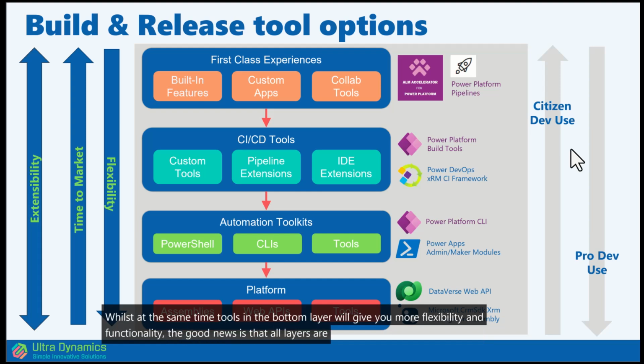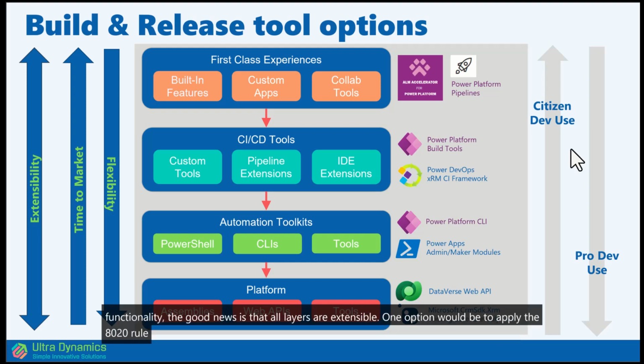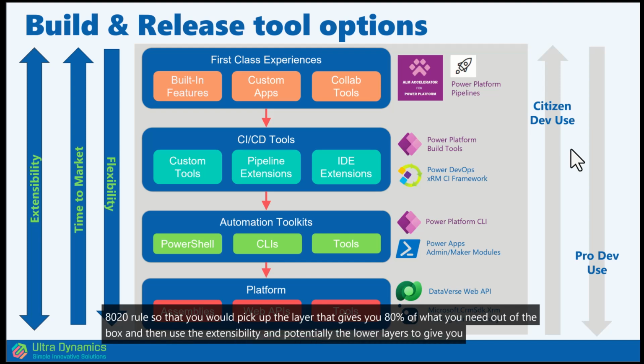One option would be to apply the 80-20 rule so that you would pick up the layer that gives you 80% of what you need out of the box and then use the extensibility and potentially the lower layers to give you the missing 20% of the functionality.